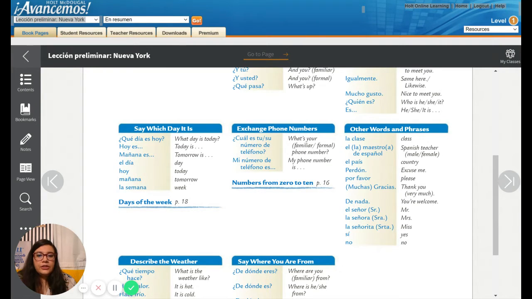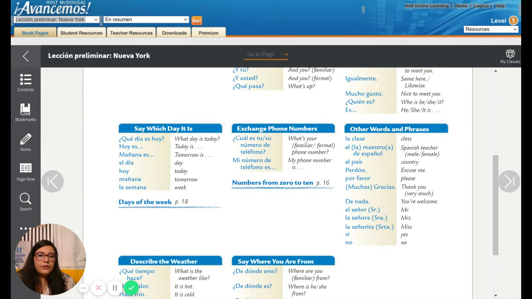We have some more questions. You also had numbers, which you can find on page 16. And you had questions asking someone what their phone number is. Again, you have two versions, the familiar, informal question, and then the formal question as well. So you actually have both of them in the same one here.